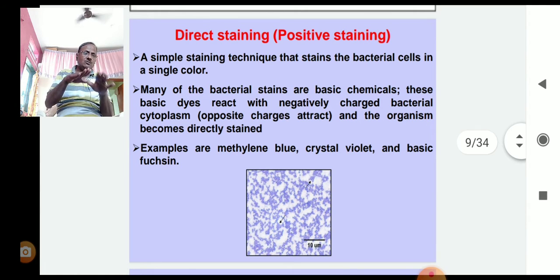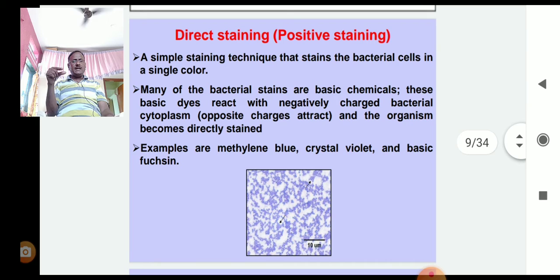Once the smear is dry, you add the stain. Only one type of stain is added, for example crystal violet, basic fuchsin or methylene blue, any one, and keep for 2 minutes. After 2 minutes, remove the stain from the slide by inclining the slide in an inverted position, and then keep the slide under slow running tap water to remove the stain, and then air dry the smear.